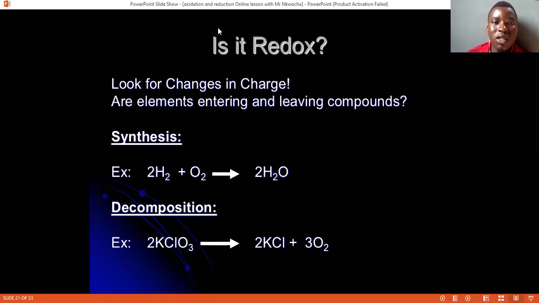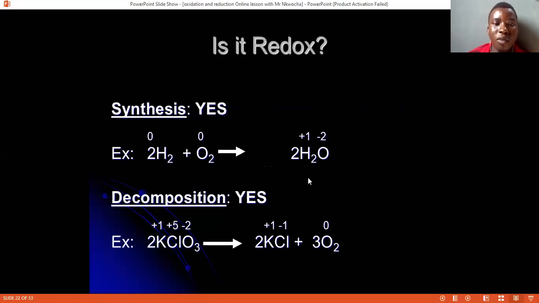So you can easily do that for hydrogen. Let me show you the synthesis here. In the redox, hydrogen is zero, and so on. You can see chlorine here is plus five, chlorine here is minus one. Did it increase or did it reduce? It has reduced. So those are different ways you can spot if a reaction is redox or not.